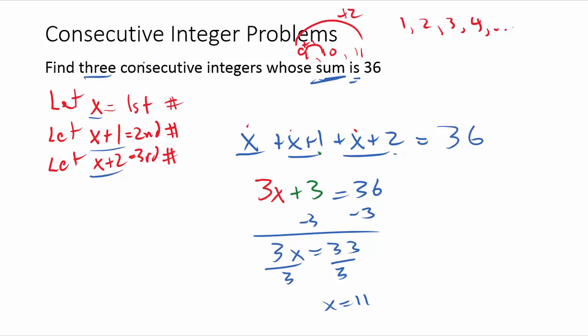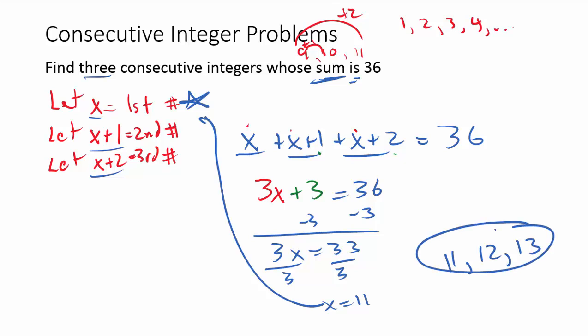Now, we're looking for 3 consecutive integers. So x equals 11 is the first number. That's what we defined here at the beginning, that we just found the first number. Since we know consecutive integers go in order, the next 2 numbers after 11 have to be 12 and 13. And those would be our 3 numbers that give me a sum of 36.